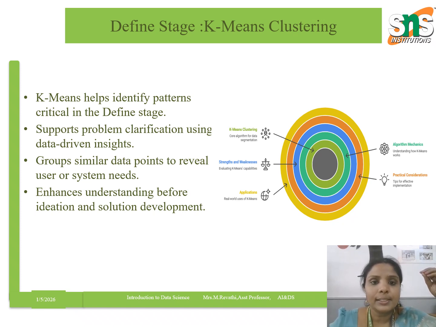In K-means clustering, in the define stage of data science or design thinking, our main goal is to clearly understand the problem. So K-means helps us here by grouping similar data points so we can see patterns that are not obvious at first glance. By analyzing the clusters, we can better understand user behavior, system needs, and problem areas. This clarity helps us move confidently towards ideation and solution development.